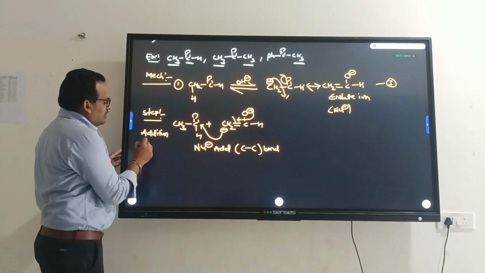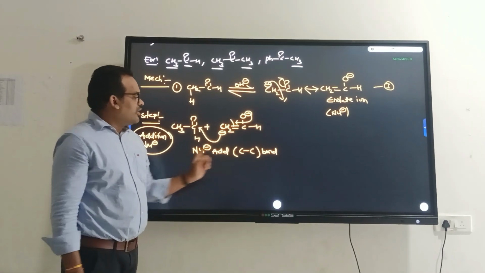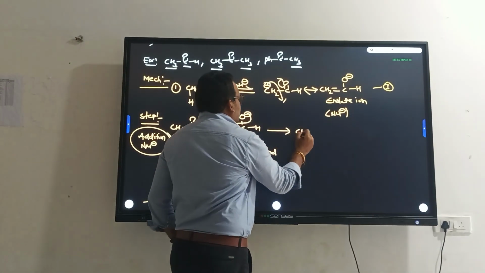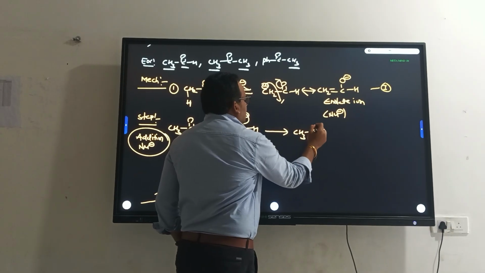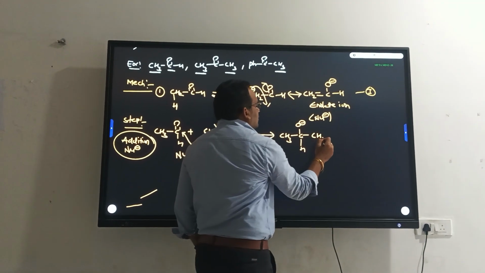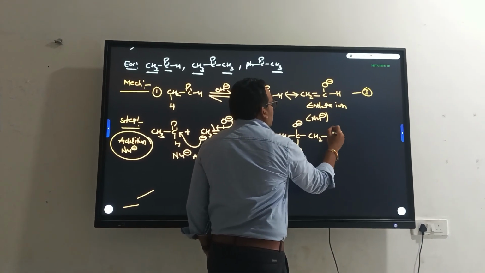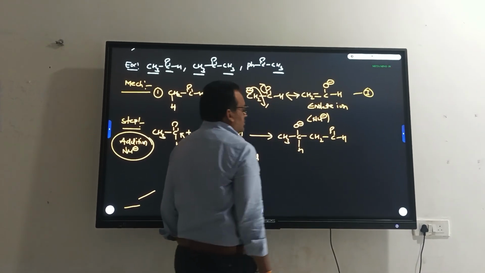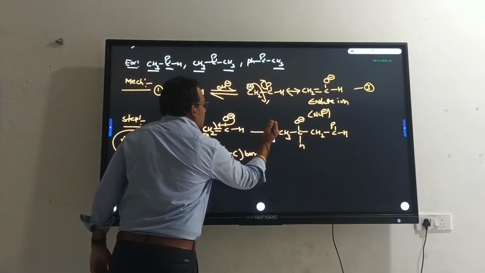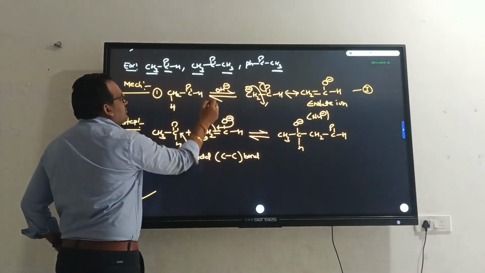In the addition of the nucleophile, what will happen, children? Here C-C bond formation will take place, and here what you will get? CH3 C O minus, and here H, and here CH2 and C double bond OH. So these are also reversible reactions.